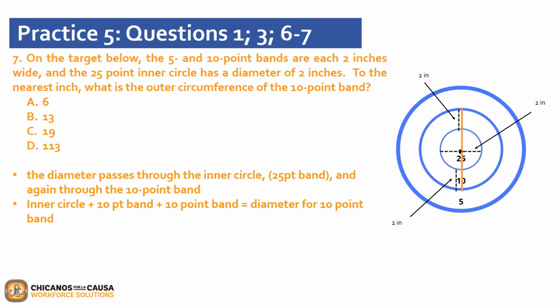Now the 10-point band from one side equals 2 inches, which was already given to us in the question. But because the diameter passes through it on the other side as well, we're also going to add those additional 2 inches. Therefore, the diameter of the 10-point circle is 10 inches.